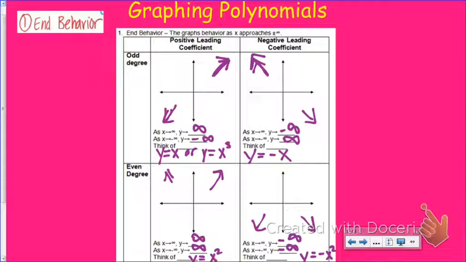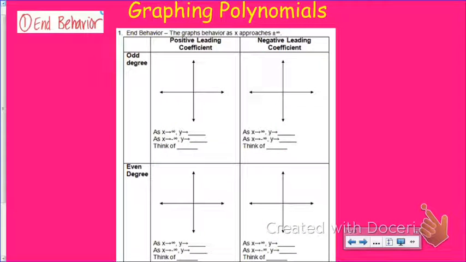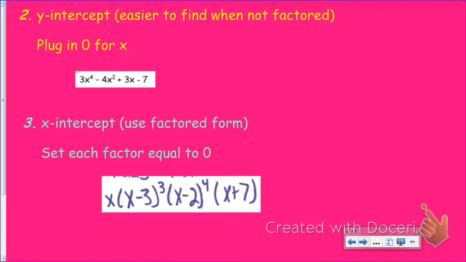So when it comes to drawing our graph, the first thing we'll do is figure out the end behavior so we know where the graph starts and where the graph ends. Once we know that, though, we need to fill in the middle part of this graph. So in order to do that, we're going to look at three things. The first thing we're going to look at, second thing overall, along with end behavior, is the y-intercept.